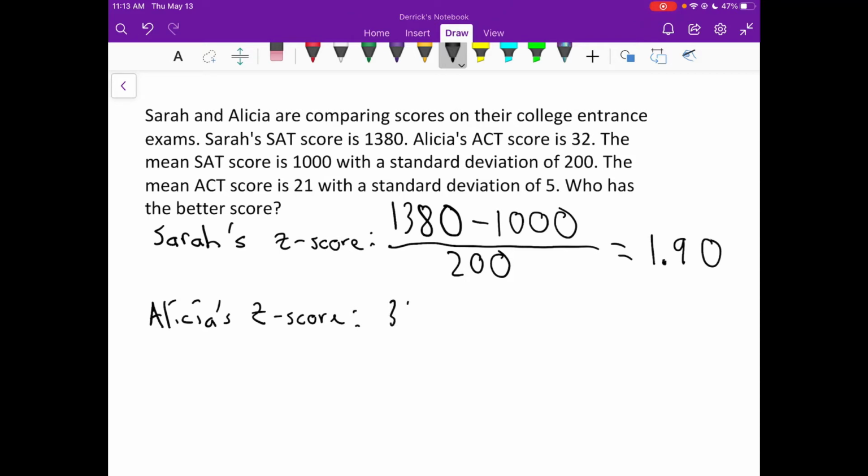Alicia, let's calculate her z-score. She got a 32 on her ACT. We'd subtract that from the mean for the ACT, which is 21, and divide it by the standard deviation for the ACT, which is 5. If you take 32 minus 21 divided by 5, you would get 2.20, meaning Alicia, she scored 2.2 standard deviations above the mean, which would imply that Alicia scored better, comparatively.